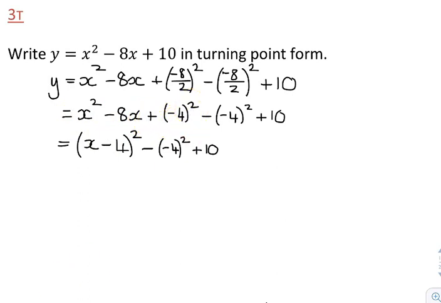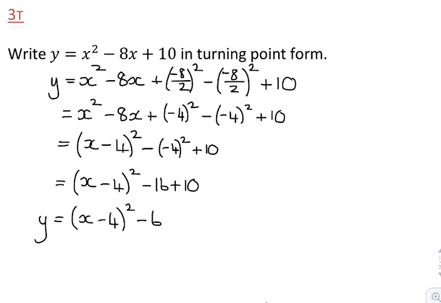We're now up to simplifying this, so negative 4 squared is 16, so we'll have minus 16 plus 10, which we can simplify down to negative 6, which is actually our end answer. So in turning point form, this is written as y equals x minus 4 all squared minus 6.